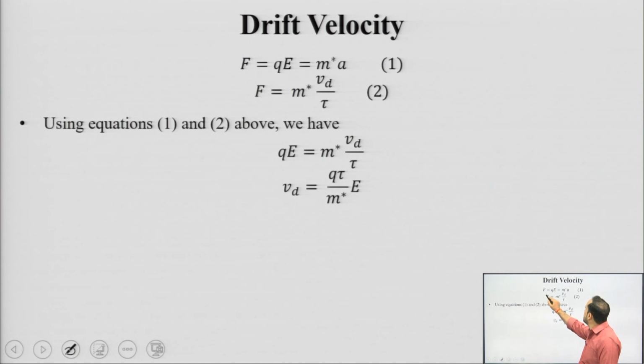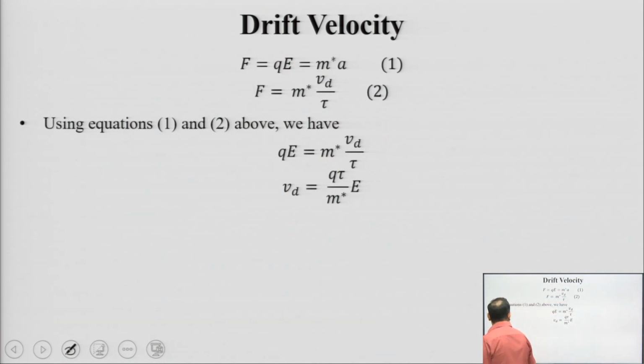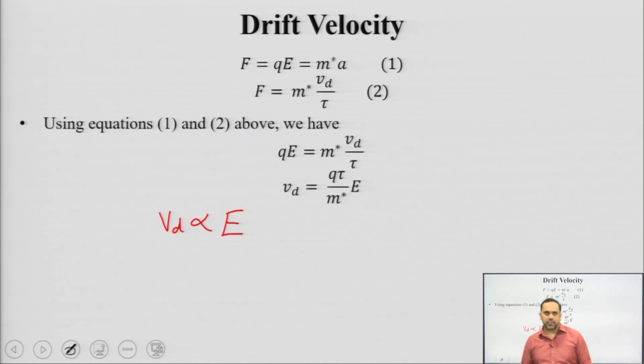These two equations, okay. So, if I continue with this equation, I already have this here with me. So, I can equate these two, I can equate 1 and 2, right. If I equate 1 and 2, I am going to get Q dot E, okay, equal to this V d by tau, okay, which means my drift velocity is proportional to electric field. Okay. And what is electric field proportional to? It is proportional to how much voltage I have applied, E equal to V by L.